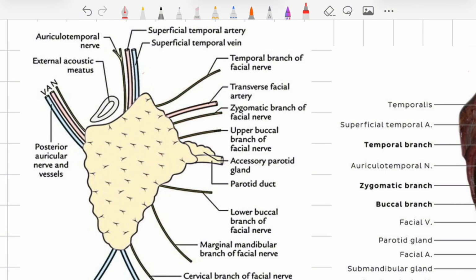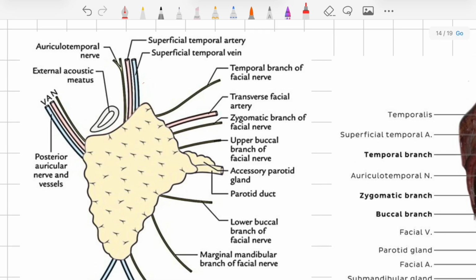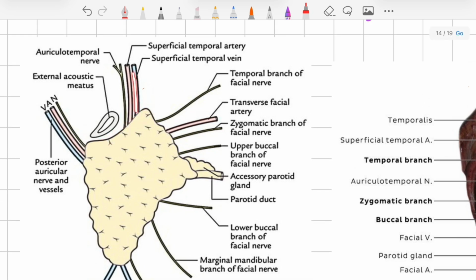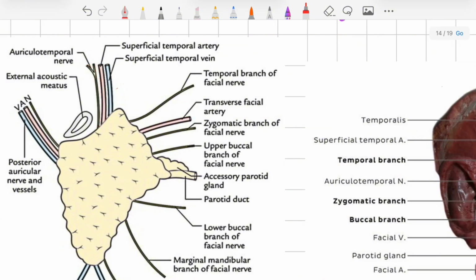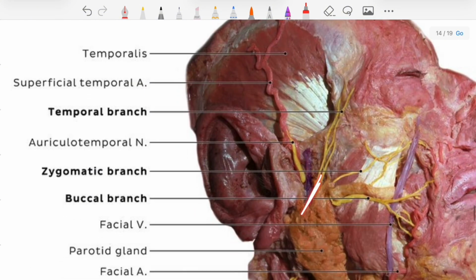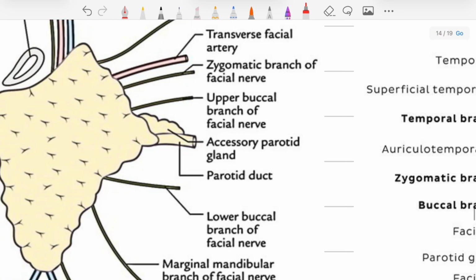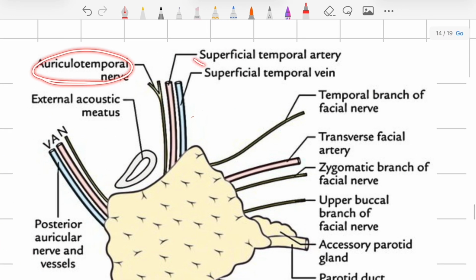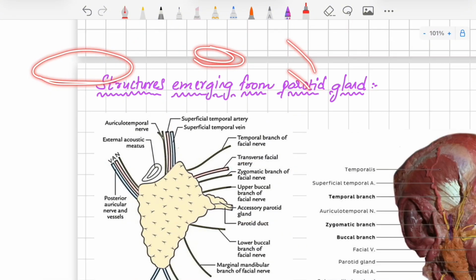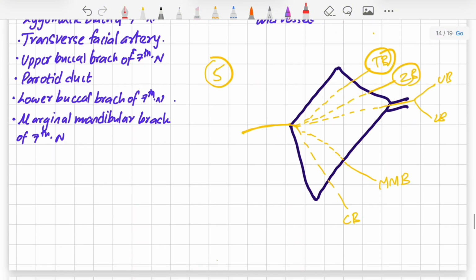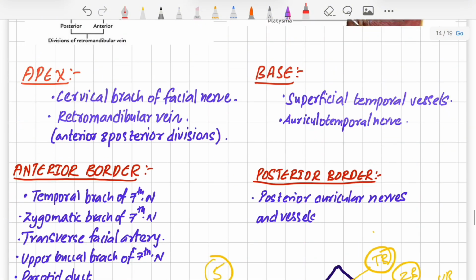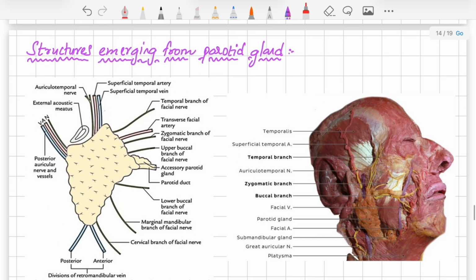Next, from the base or the superior surface, we have the superficial temporal artery, superficial temporal vein, and the auriculotemporal nerve. Because from the base we have the vessels emerging to the temporal region. We have the auriculotemporal nerve, the superficial temporal artery, and vein. So these are the structures emerging from the parotid gland. I hope you guys are clear with this concept.